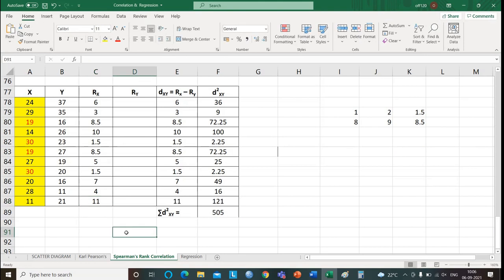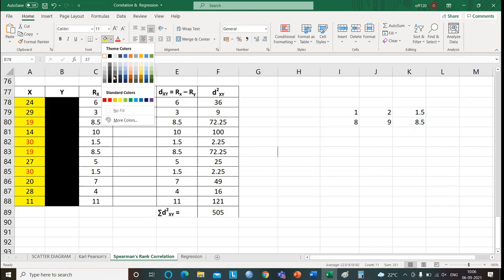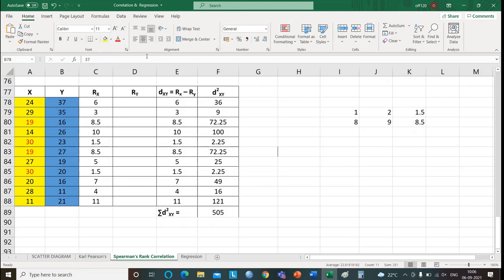So I hope you people understood. This is how we assign the values when there are repeated ranks. When there is a tie between ranks, we simply find the average of those two ranks and substitute it over there. Now next, finding the ranks for the y values.